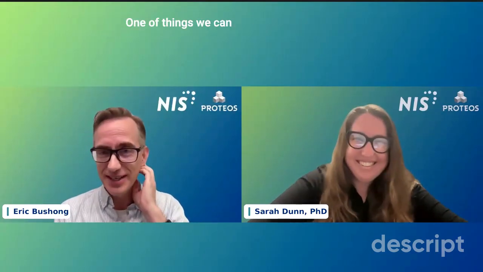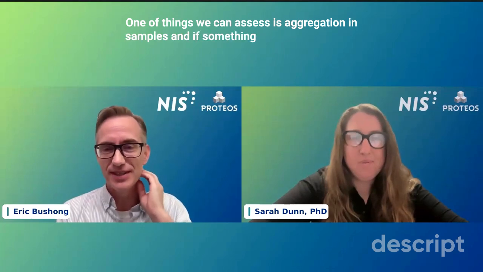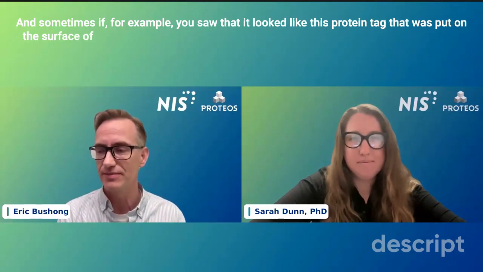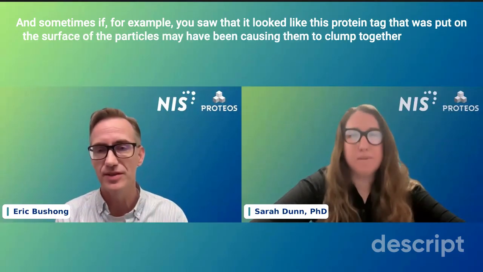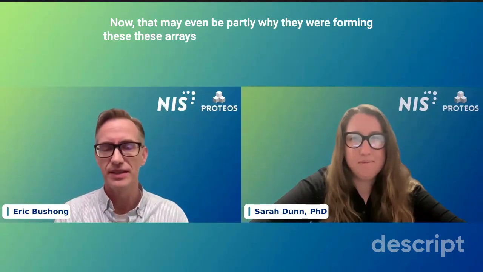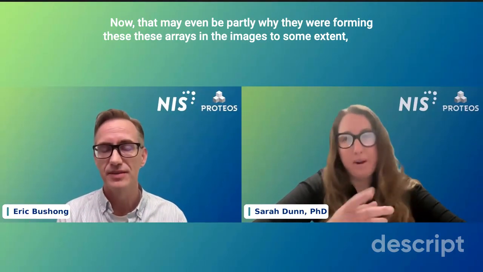One of the things we can assess is aggregation in samples, and if something is happening. Sometimes, if, for example, you saw that it looked like this protein tag that was put on the surface of the particles may have been causing them to clump together somewhat. And that may even be partly why they were forming these arrays in the images to some extent.